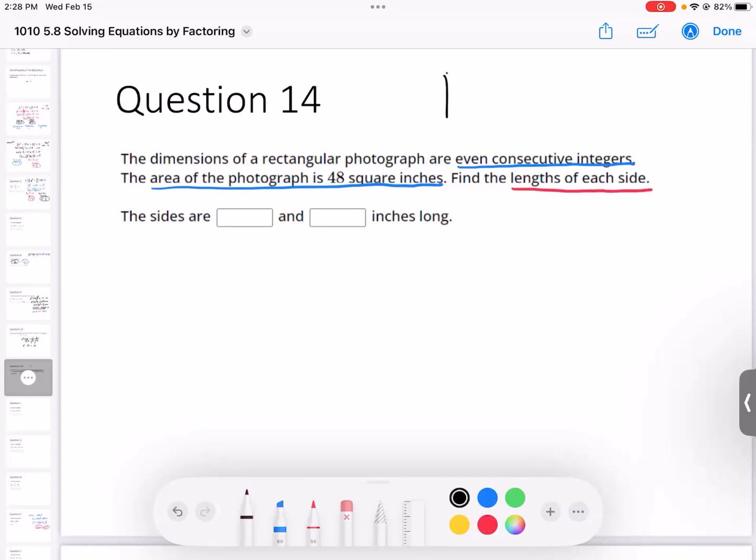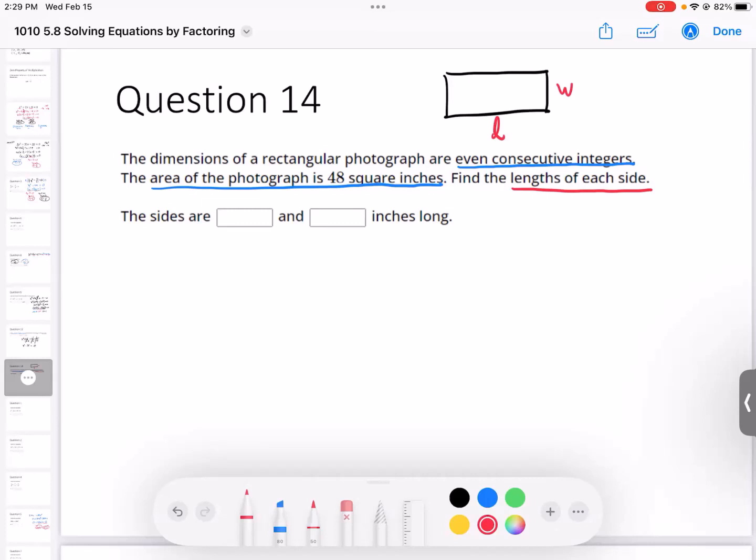So just to visualize this, I have a rectangular photograph, and the things I want to find are the lengths of the sides. So I'm going to call one of the sides W and one of the sides L. I'm going to have W be the short side and L be the long side. So width and length is where I was going with that, but if you want to do X and Y, that's totally fine too.